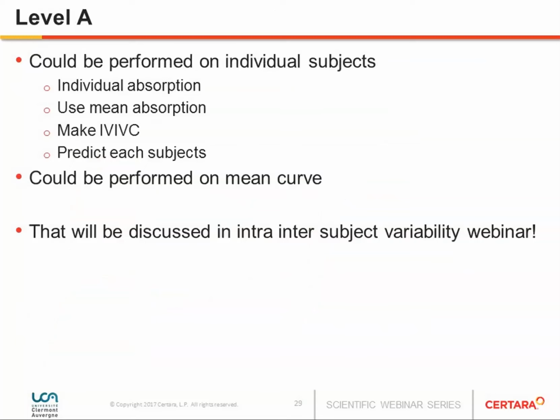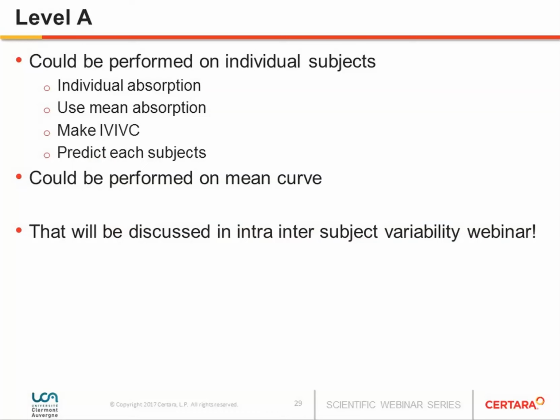So the level A in this case could be performed on the individual subjects. That means I can use the individual absorption, I can use the mean absorption, and I can make my IVIVC. And I will be able, in this case, to predict all the subjects. But how can I predict the lag time when I make the prediction? It's very easy, because I can use the predictions, and I know that I have a mean lag time which was calculated at the beginning.